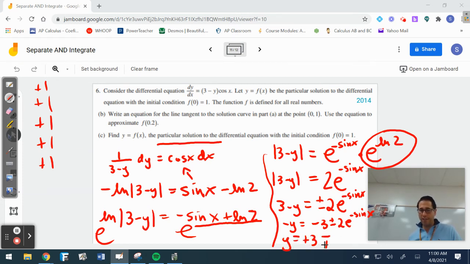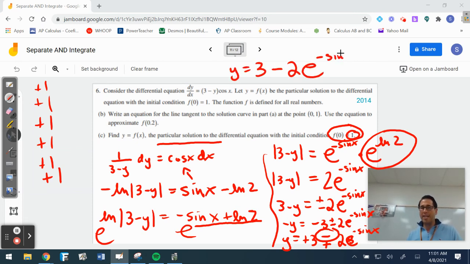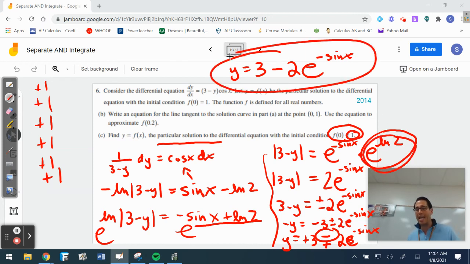plus 3, flips your plus or minus, whoops, and then you have to pick for the 6th point the plus or the minus. And it easily has to be the minus because if you remember, when you plug in a 0, you got to get a 1 as an answer, not a 3 plus a 2, which would be the 5. So the final answer for this is y equals 3 minus 2e. And once again, doing this step helped me to be able to figure that out at the end.